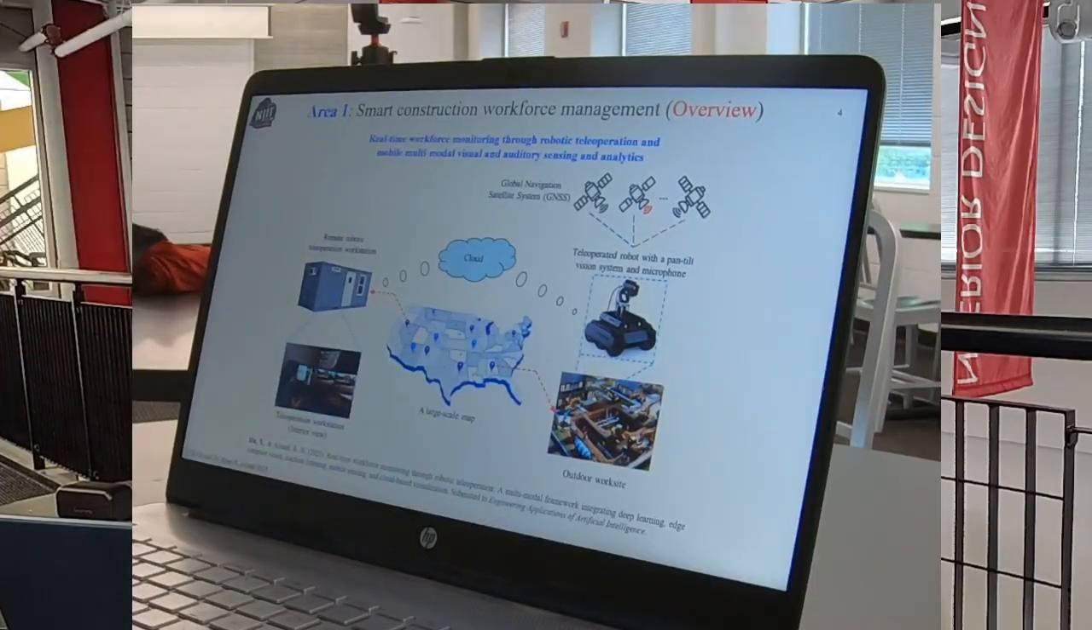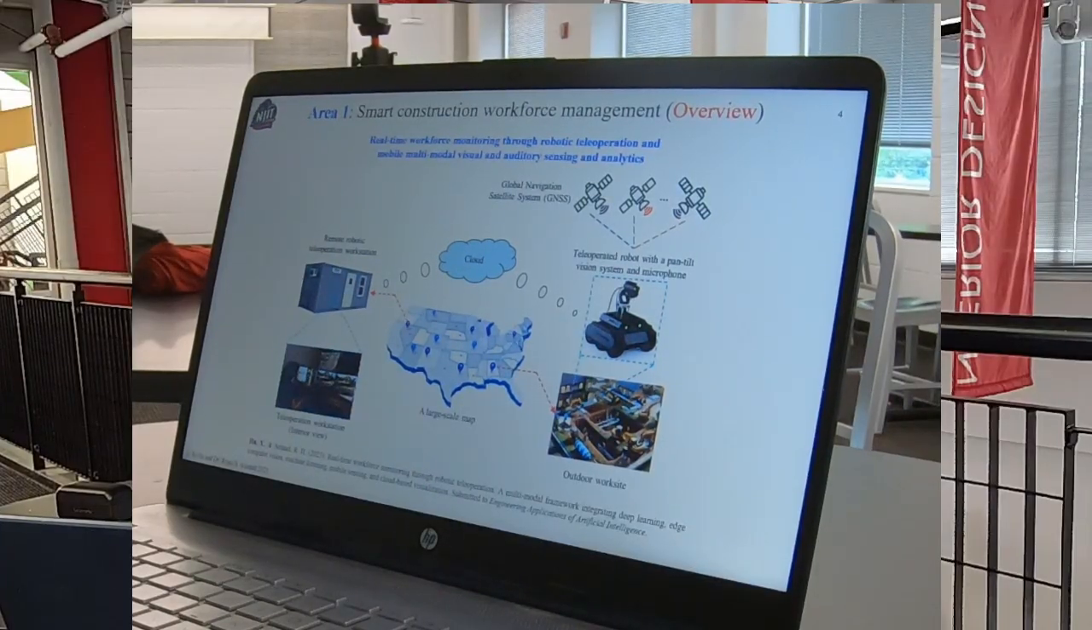So then I'll talk about this project related to workforce management. Me and my advisor, and also some high schoolers, did one project called real-time workforce monitoring through robotic teleoperation and mobile multi-modal visual and auditory sensing and analytics. Just to make these things easy.